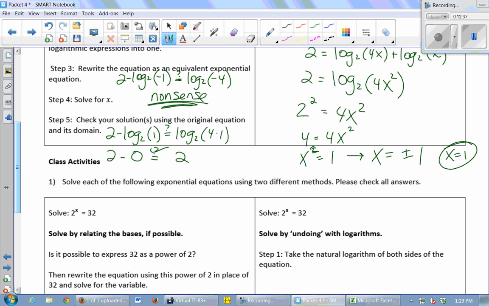Dividing both sides by 4, yep. Okay, your turn.